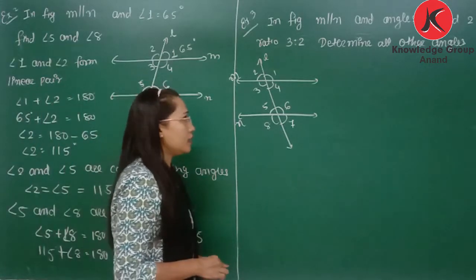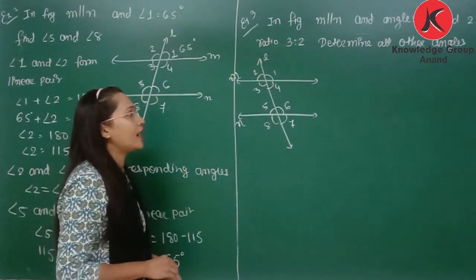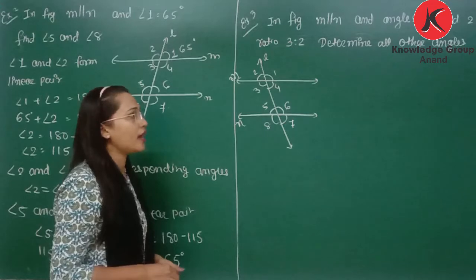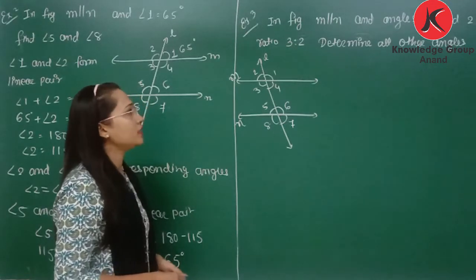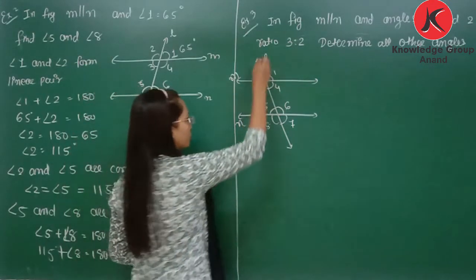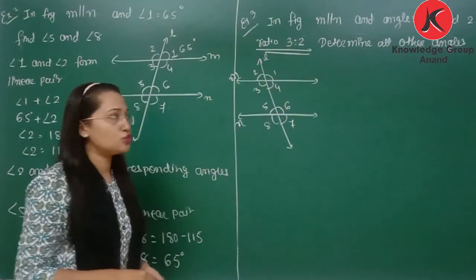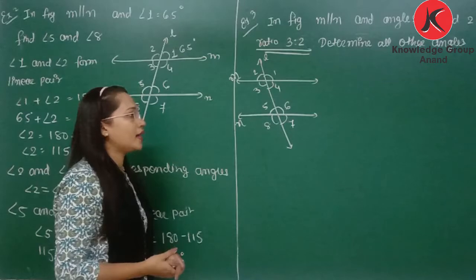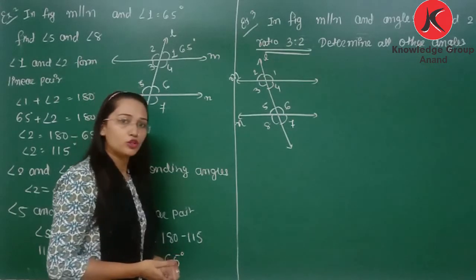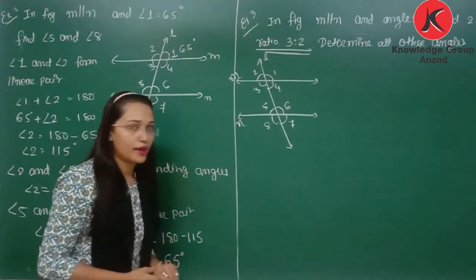Now next, in the figure, m and n are parallel. Angle 1 and angle 2 are in the ratio 3:2. Determine all other angles from 1 to 8. You need to find all angles.